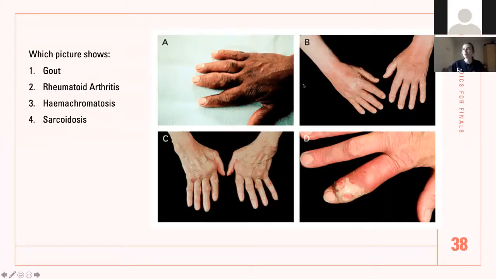So I've got 4 pictures here. I want you to label which picture shows gout, which picture shows rheumatoid arthritis, which picture shows hemochromatosis, and which one shows sarcoidosis.